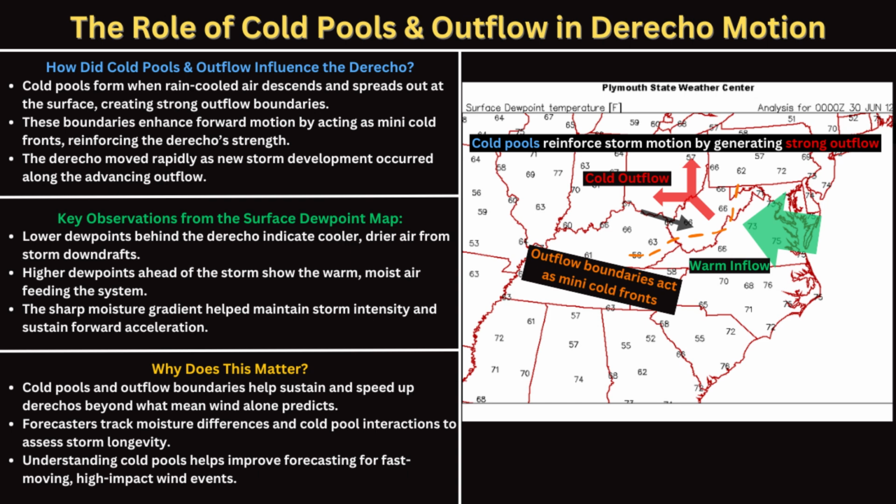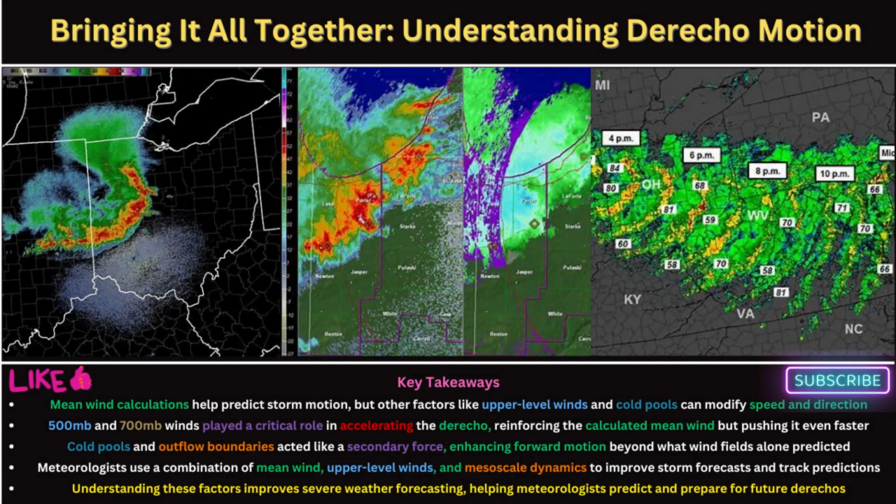The interaction between these air masses helped the Derecho maintain its forward speed and even accelerate in some areas. This is why forecasters closely monitor cold pools and outflow boundaries when tracking fast-moving storms. In essence, cold pools are another key force that contributed to storm motion. When combined with upper-level winds and mean wind calculations, they provide a much more complete picture of storm motion.